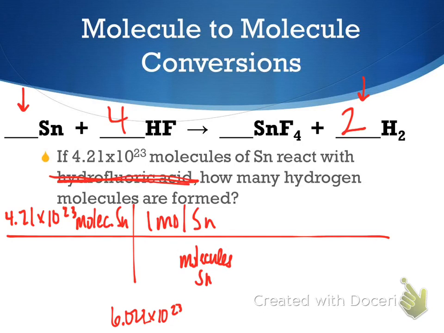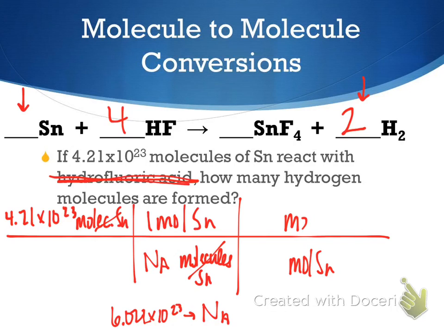If you don't want to write Avogadro's number every time, there's an abbreviation for Avogadro's number, and it looks like this, Na. Okay, that means Avogadro's number. So you can write that in here if you don't want to write 6.022 times 10 to the 23rd every single time. Okay, if you're more comfortable writing the number, go for it. If you see that, that's what that means. It means Avogadro's number. Okay, so now I'm done with molecules of tin. I'm left with moles of tin.